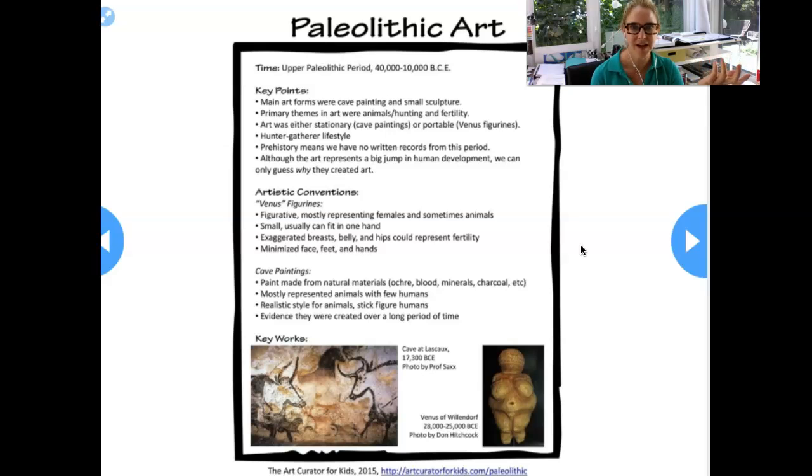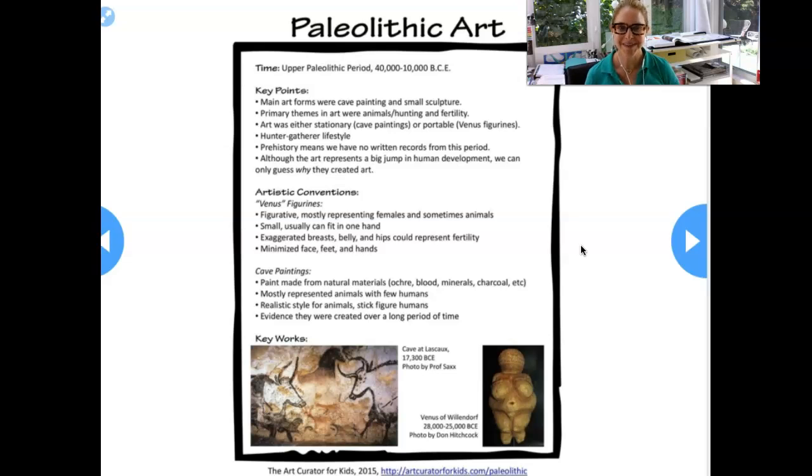If you think about what they have to deal with, what their life is about, that's what it is. If your life is about survival and in the caves and you're a prehistoric person, what you care about is hunting and fertility, reproducing so that you can survive. Two kinds of art: either stationary, which would be art that doesn't move, so it's painted on the walls, or portable. And we're going to be looking at the Venus figurines. We're going to talk about the hunter-gatherer lifestyle.